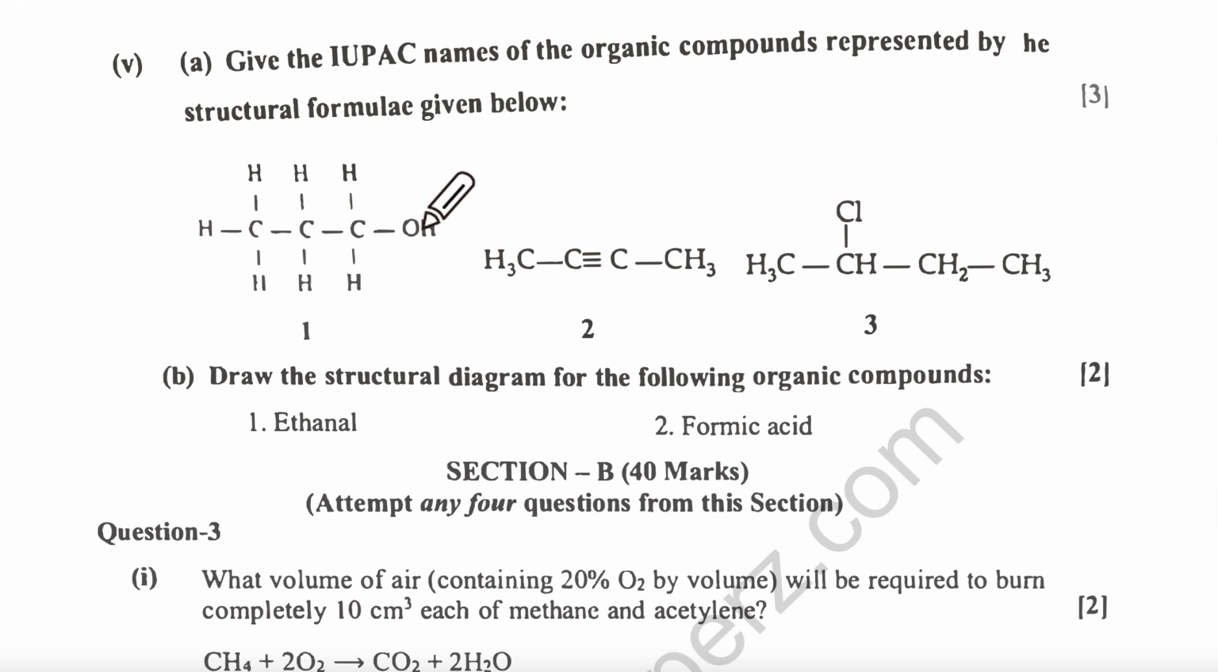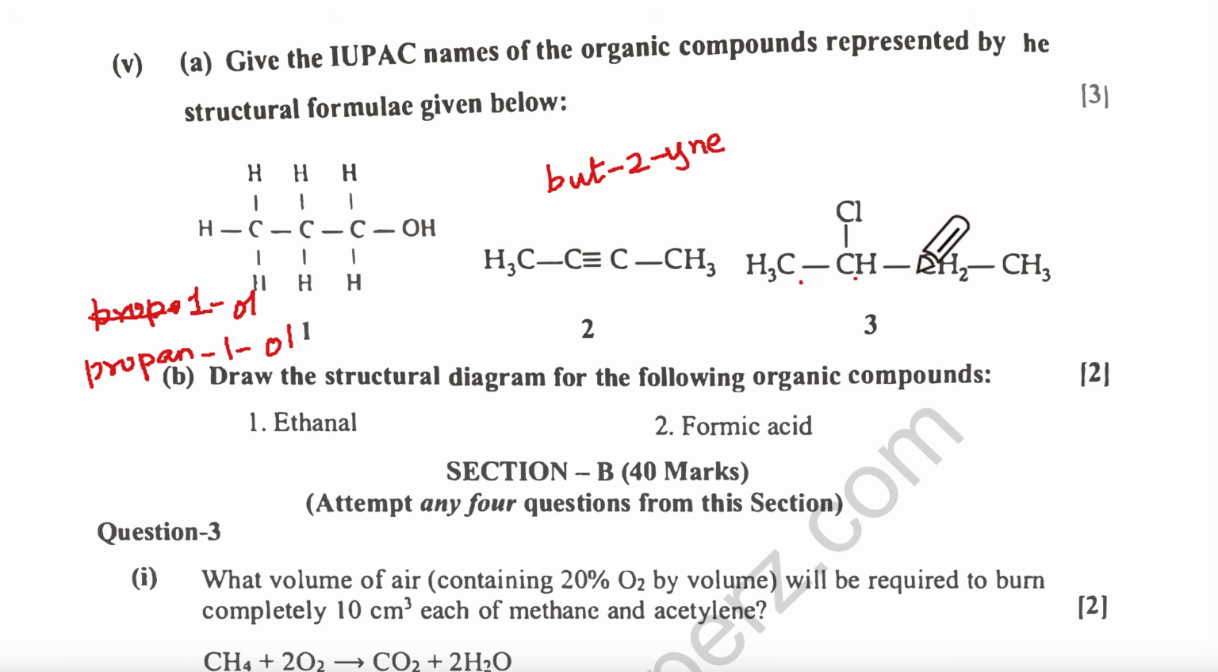IUPAC names. What is this? 1, 2, 3. Propanol. Wrong. Propan-1-ol. 1, 2, 3, 4. It is a but-2-yne. 1, 2, 3, 4, 5. It's a pent, and single bond, 2-chloro. 2-chloropentane. Draw the structural diagram.